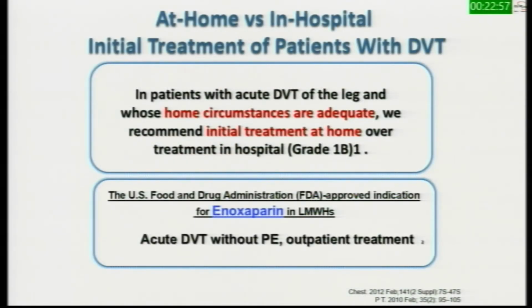At home versus in hospital initial treatment of patients with DVT: in patients with acute DVT of the leg whose home circumstances are adequate, we recommend initial treatment at home over treatment in hospital, with evidence grade 1B. The FDA-approved indication for enoxaparin, among low molecular weight heparins, includes acute DVT without pulmonary embolism, where outpatient treatment is recommended.